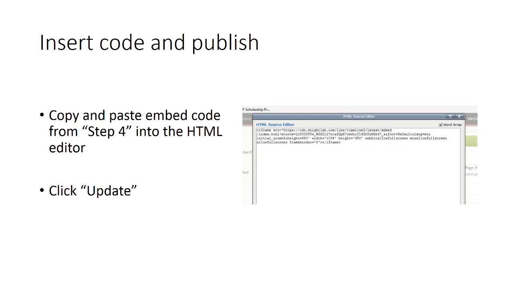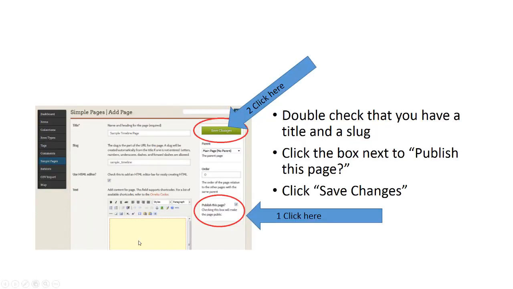You simply have to open up the HTML editor. That's why you clicked that box a step or so ago. Open up the HTML editor and paste the embed code into that screen and then click update. So what it'll look like is it'll just look yellow here. You won't really see anything. There'll just be this yellow box. So you're going to want to click on Save Changes and make sure that you have clicked the Publish This Page box.